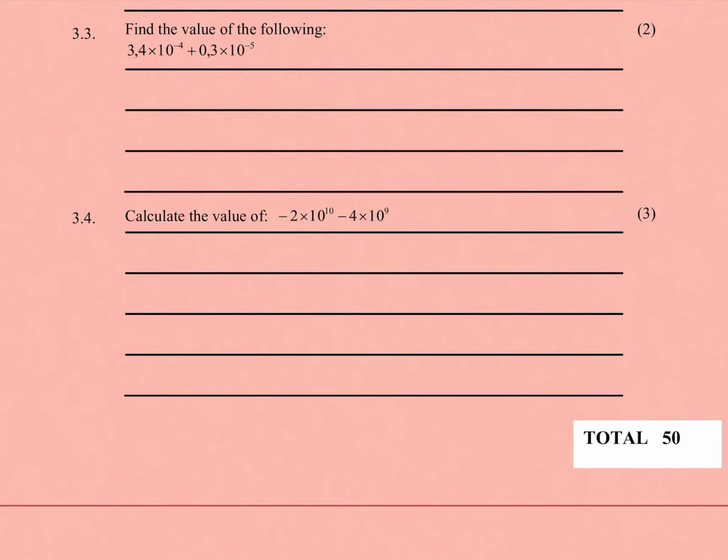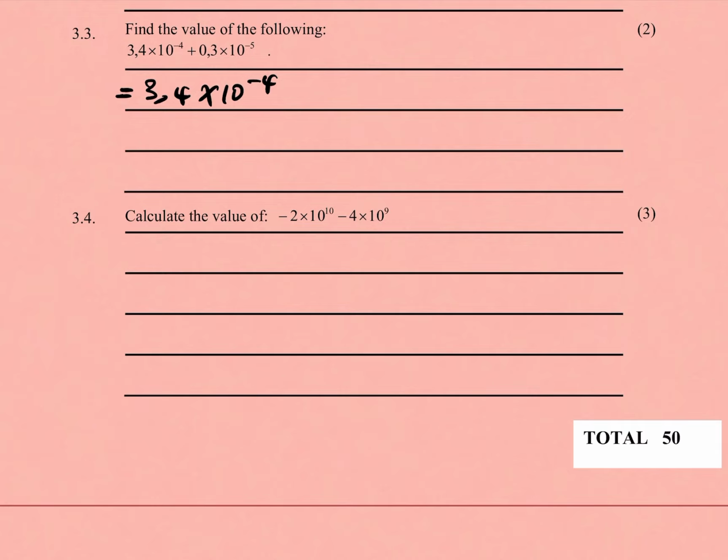scientific notation. Now we have to find the value of that one. So now I'm going to check the powers of the exponent. In this case, they differ. This is -1 and this is minus 5. So I'm going to convert everything, all the powers, to be -4. That means I'm going to keep this one. That is going to be 3.4 multiplied by 10 to the power -4.